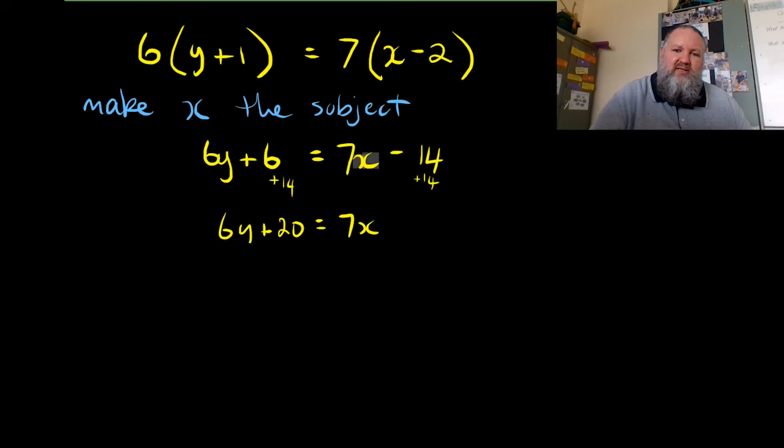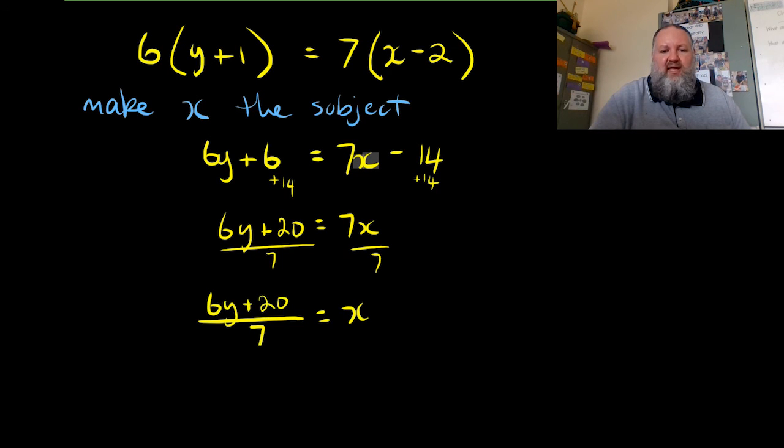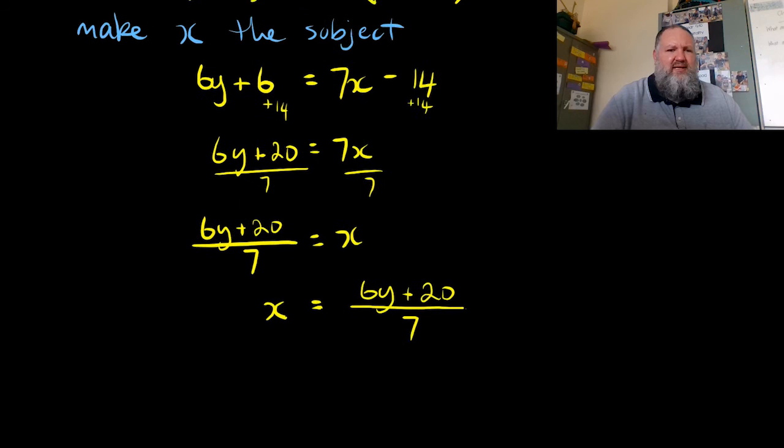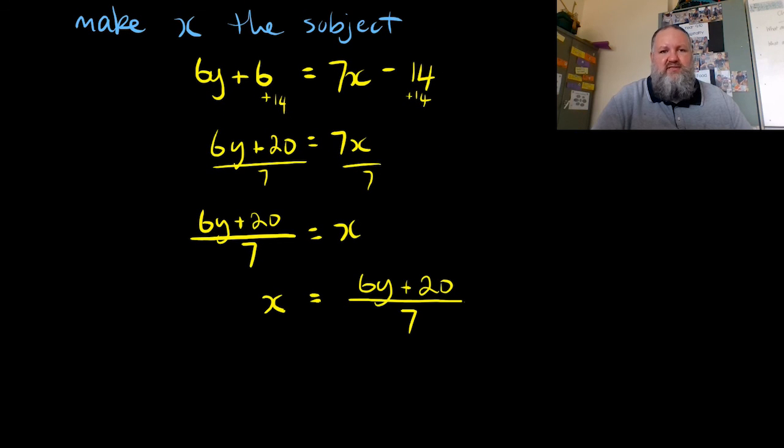Well, x is still not by itself, so I'm going to divide both sides by 7. And then I'm going to have my answer. I'm going to have 6y plus 20 over 7 is equal to x, but we know we want it written so that the subject is on the left-hand side, so I will have x is equal to 6y plus 20 over 7. Now you'll notice that I haven't really solved it. All I've done is made x the subject. And that's how you rearrange formulas. You basically work whatever you've been given until you have just the variable that you're asked for on its own on the left-hand side.